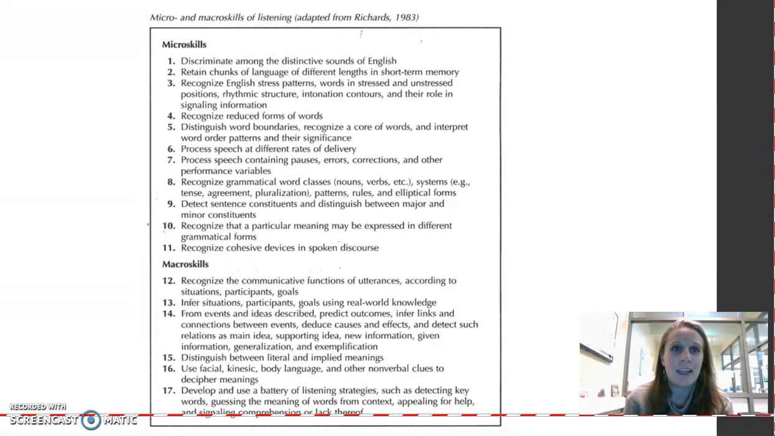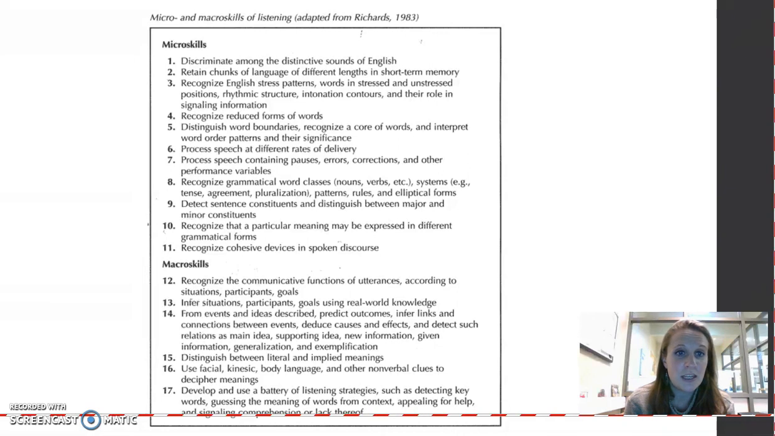And I'm not going to read through the whole thing, but I'm just going to emphasize a few of them so that you see how many other things we can do with listening. For example, if you look at number 8, these are the micro skills. Recognizing grammatical word classes. We can do that through listening, if it's a noun, if it's a verb, based on what they heard. Or number 11, recognizing cohesive devices in spoken language. Do we have our students identify those?